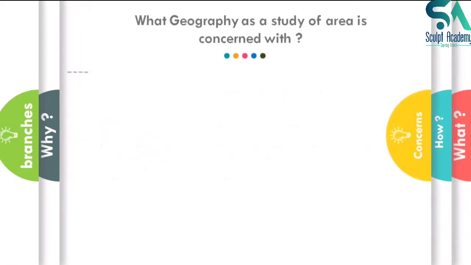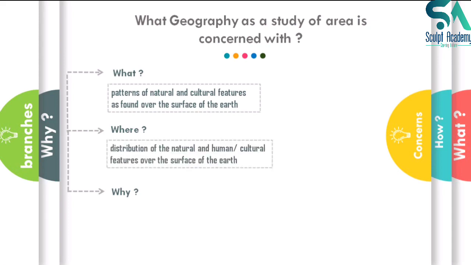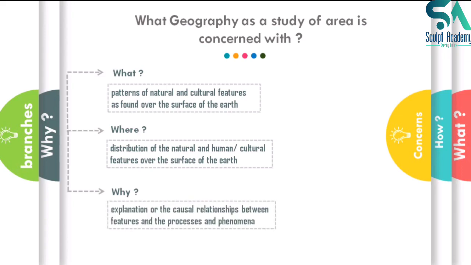Now moving on to the next thing: what is geography, as a study of an area, concerned with? What are the concerns of geography? Basically, geography is concerned with three major questions: what, where, and why. What patterns of natural and cultural features are found over the Earth's surface? Second, where are these natural patterns and cultural features found? What is the distribution of natural and cultural features? And why means how these things evolved, what processes led to the formation of these particular natural and cultural features.